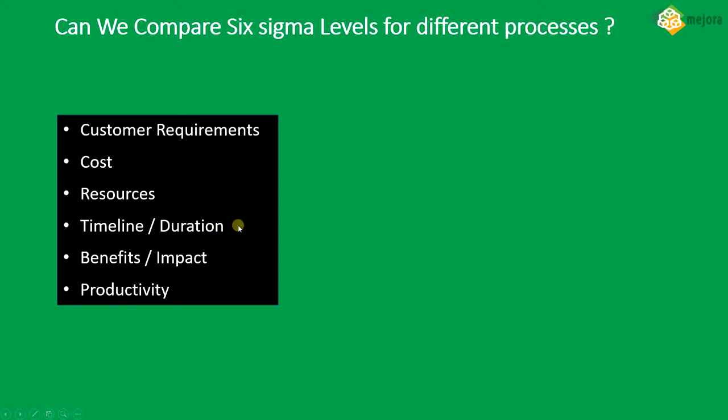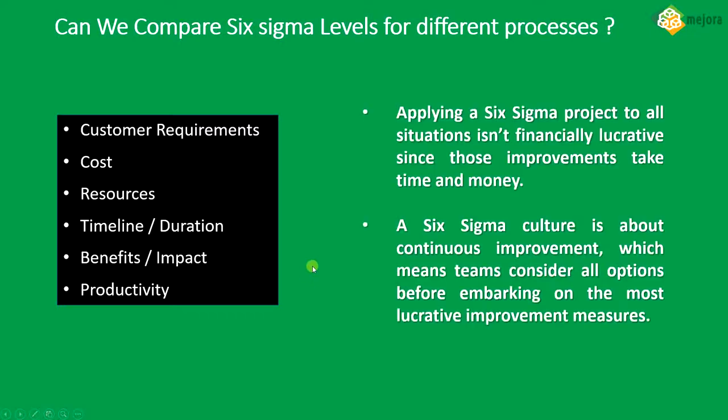Timeline, duration, it depends on manufacturing, infrastructure, technology, so many other things, right? So applying a Six Sigma project to every situation itself may not be financially lucrative, since all these improvements take time and money. A Six Sigma culture is all about continuous improvement, which means teams consider all options before embarking on the most lucrative improvement measures, right?